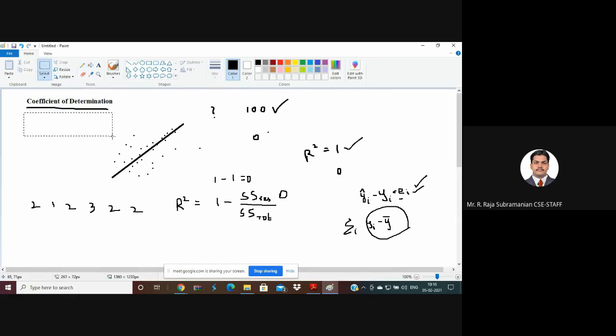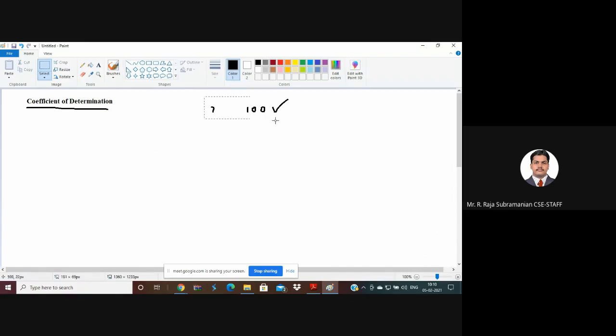Since you are going to attempt MCQs, these are all most important, right? Now let me draw a table. Now you yourself say how it actually is.